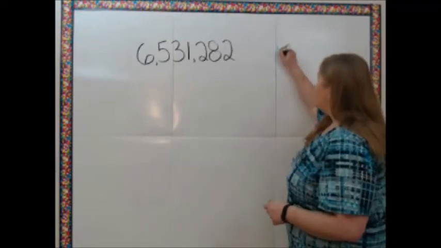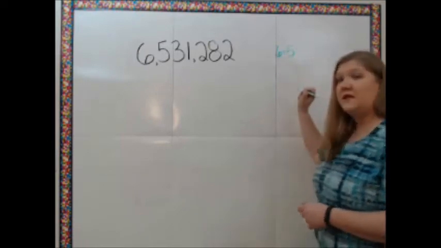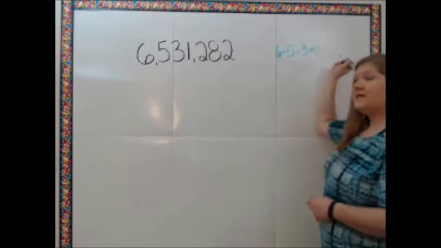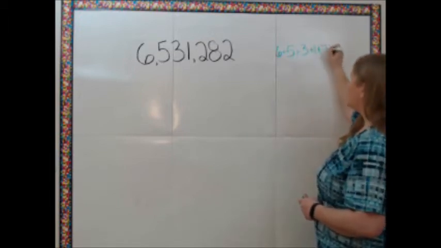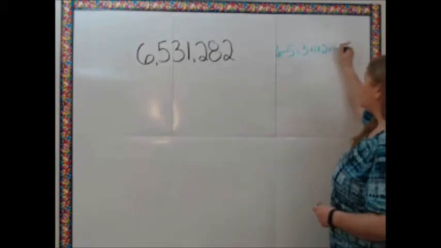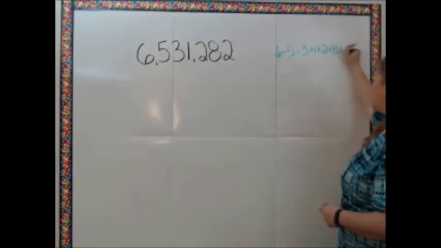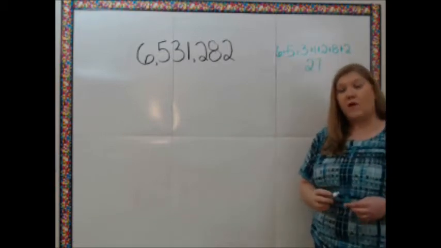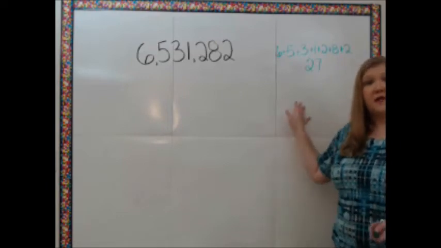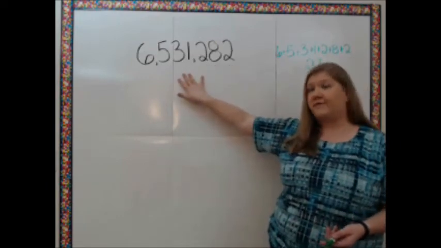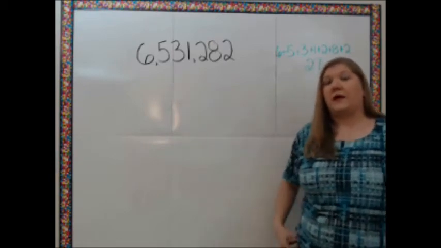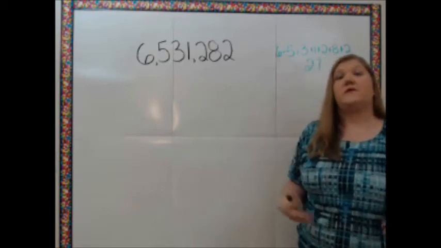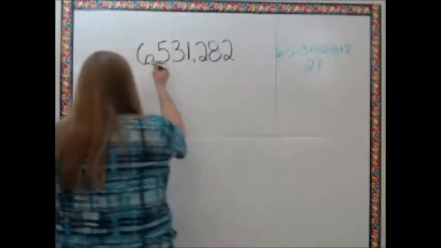We're going to use our trick to determine if this is divisible by 3. 6 plus 5 equals 11, plus 3 is 14, plus 1 is 15, plus 2 is 17, plus 8 is 25, and add on another 2, and you get 27. Since I know that 27 is divisible by 3, I can conclude that this large 7-digit number is also divisible by 3. But maybe we're not too confident about the validity of this rule yet, so let's prove it to ourselves. Let's try it. We're going to divide.